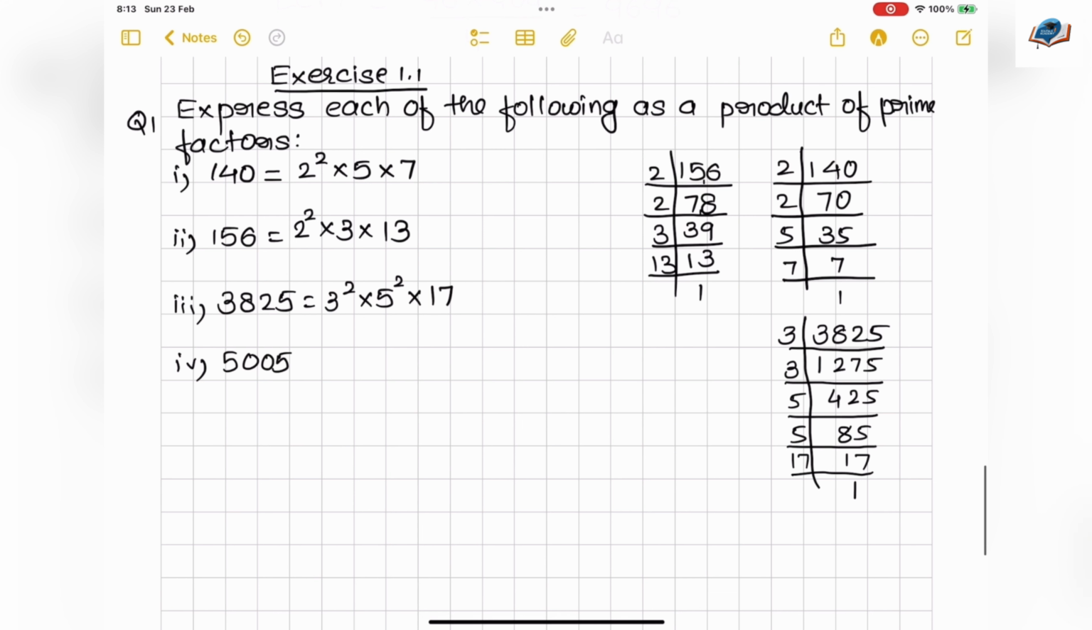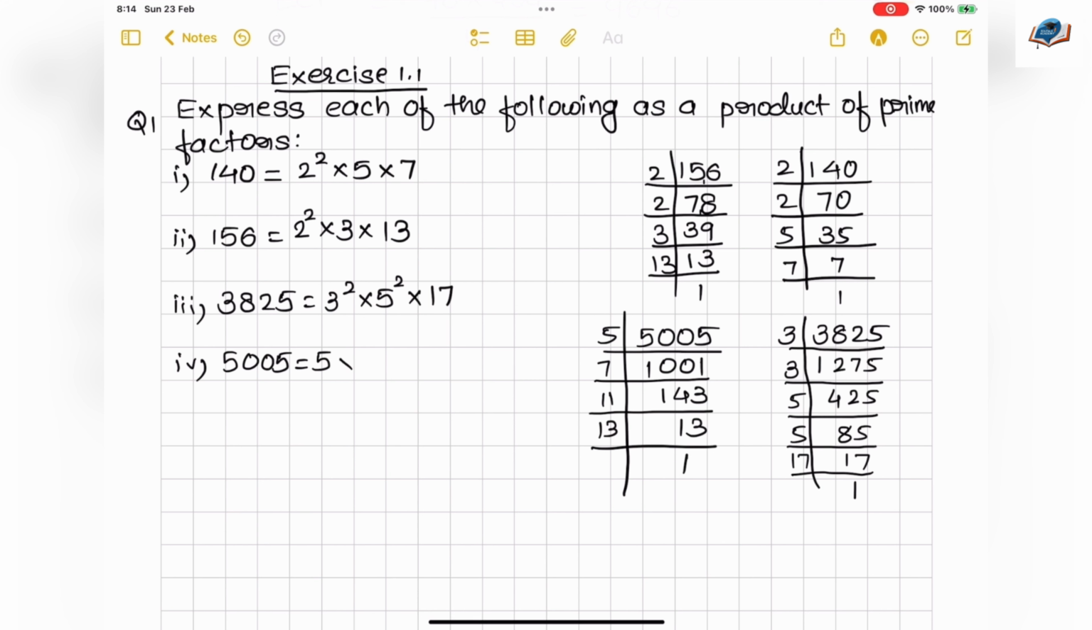So see 5005. If I do 5005, first 5 plus 5 is 10, so it is not going with 3, so with 5. So 1001. Now it won't go with 5, so let us try with 7. 7 ones are 7, 7 elevens are 77, 7 thirteens are 91. So this I can write as 5 into 7 into 11 into 13.